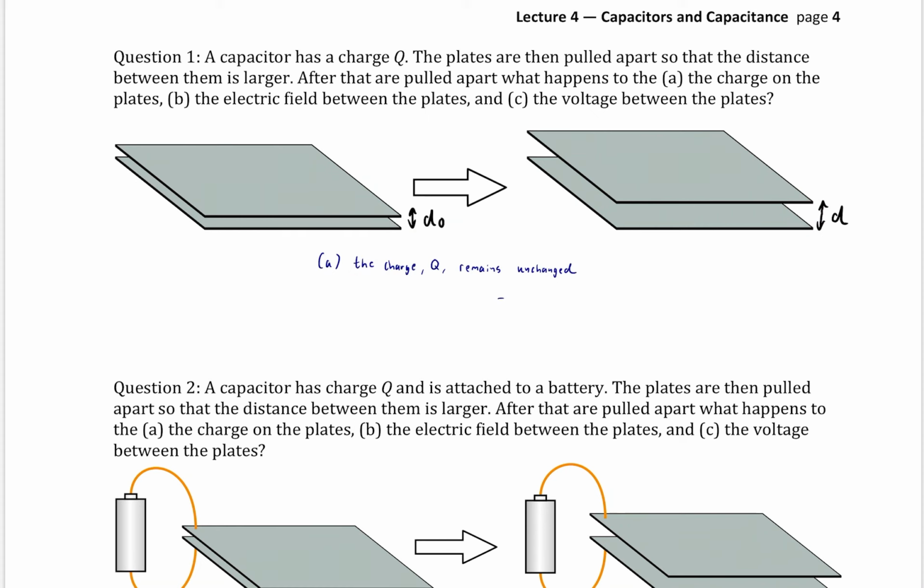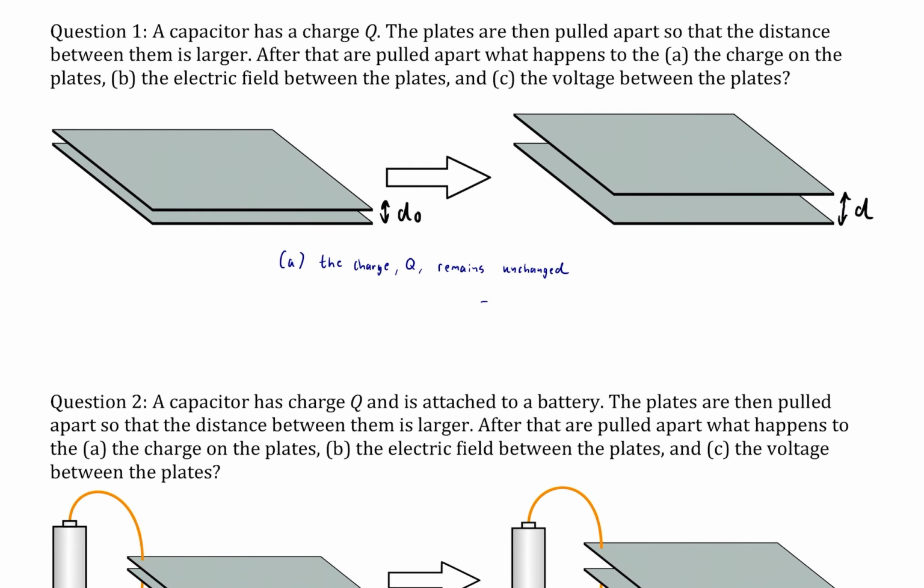Okay, so the charge remains the same. It's unchanged, okay? Why is that? Why is the charge unchanged? Because it has nowhere to go, right? These are completely insulated. There's no wire. They're cut off from the outside world. Someone charged these plates up and then just left them completely insulated. And so if you pull them apart, it's got to be the same charge.